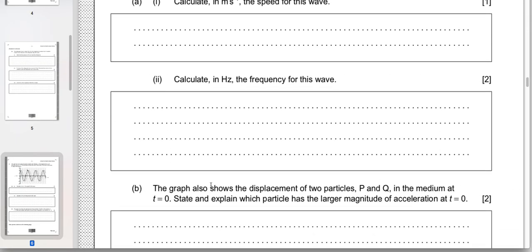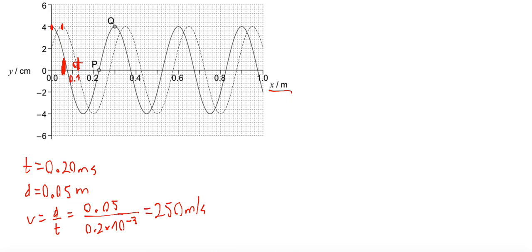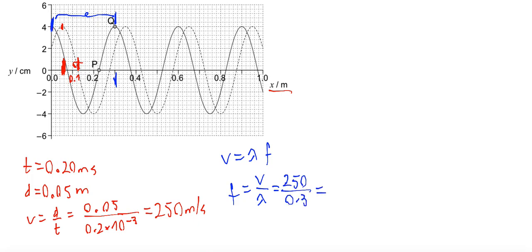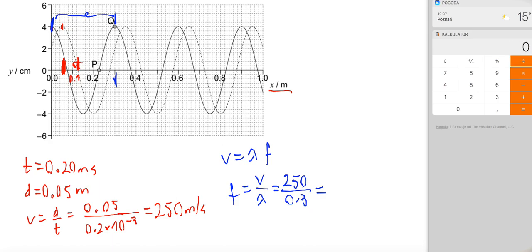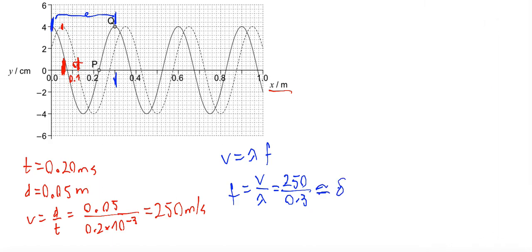Okay, second, you have to find the frequency of the wave. Speed, frequency, and wavelength are related by this equation, so you have to divide speed by wavelength, and wavelength, of course, is the distance between this and this. So this distance is 0.3. So 250 divided by 0.3 is around 833, so around 830 Hertz.